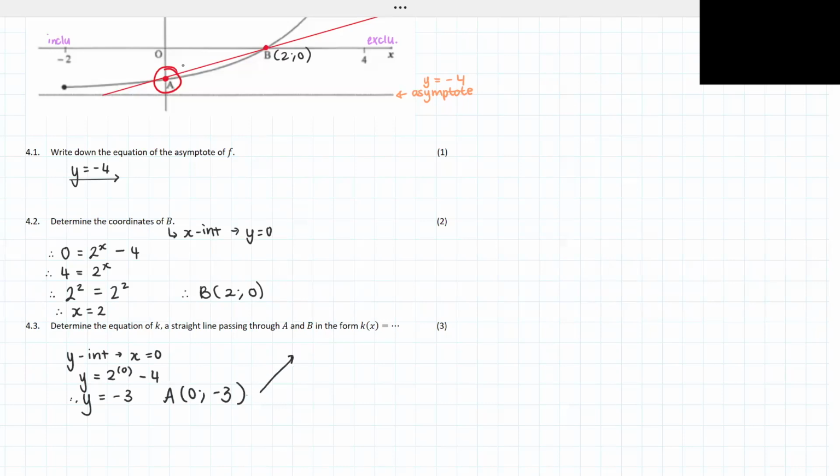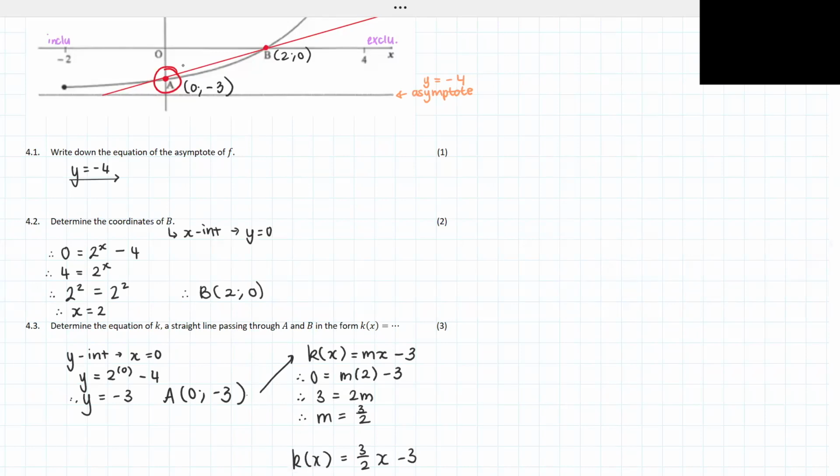But it also means in terms of k of x, I've got k of x is equal to mx minus 3. I know what that c value is. Now I just need to go and find m. To find m, you can either use your coordinate for A and your coordinate for B and use your gradient formula, or you just sub in your coordinate of B. So 0 is equal to m times 2 minus 3, which means that 3 is equal to 2m, which means that m is equal to 3 over 2. So k of x is equal to 3 over 2 x minus 3.